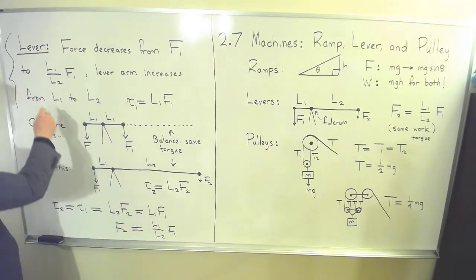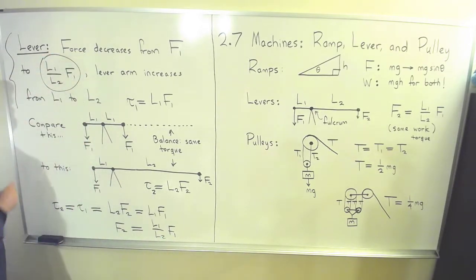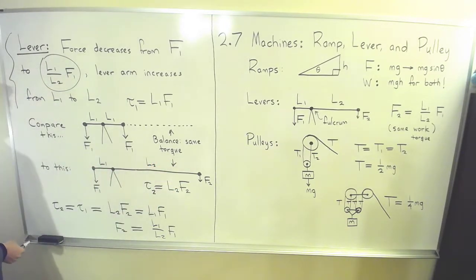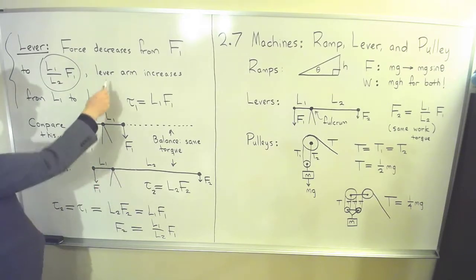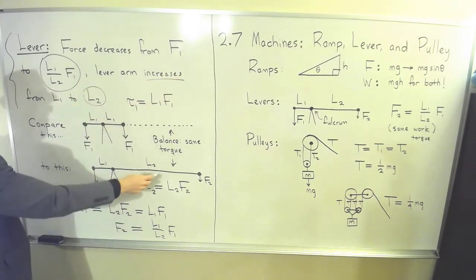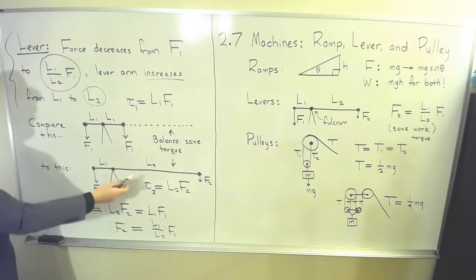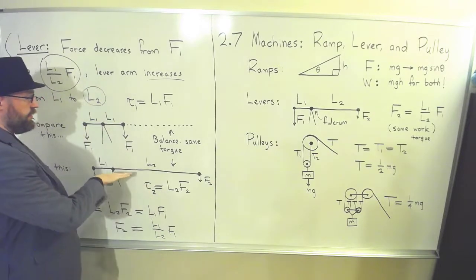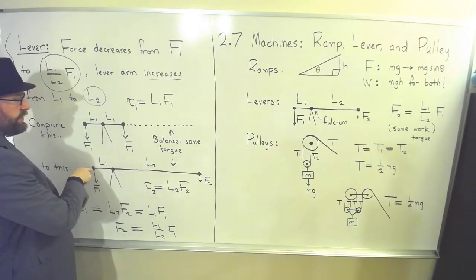And so that's where this comes from, that the force decreases when I increase the lever arm. And it's obvious that what's accomplishing that is to increase the lever arm to L2. That's what I'm assuming that I'm doing here. So once again, you get mechanical advantage. You're able to apply a smaller force in order to get this to move.